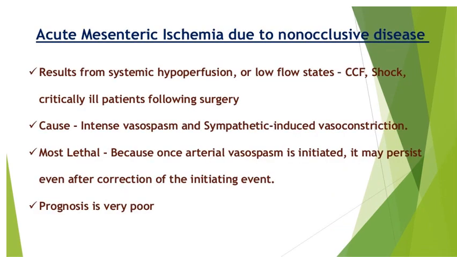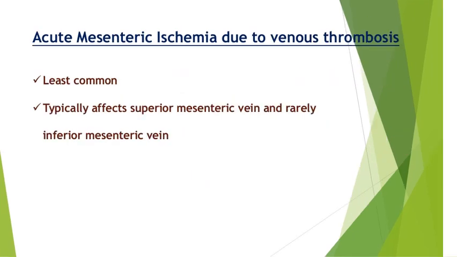Acute mesenteric ischemia due to non-occlusive disease results from systemic hypoperfusion, most lethal because once arterial vasospasm is initiated, it may persist even after correction of the initiating event. The prognosis is very bad. Acute mesenteric ischemia due to venous thrombosis is least common, typically affects the superior mesenteric vein and rarely the inferior mesenteric vein.